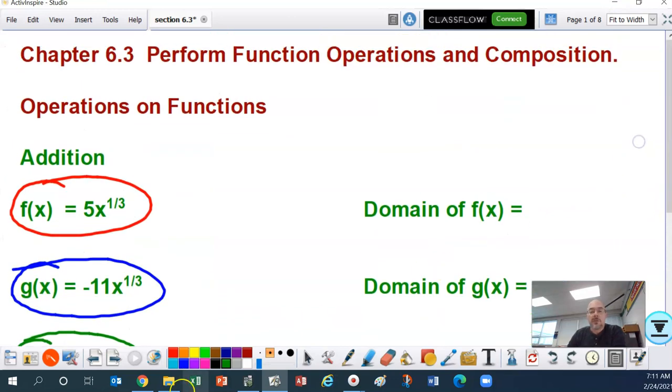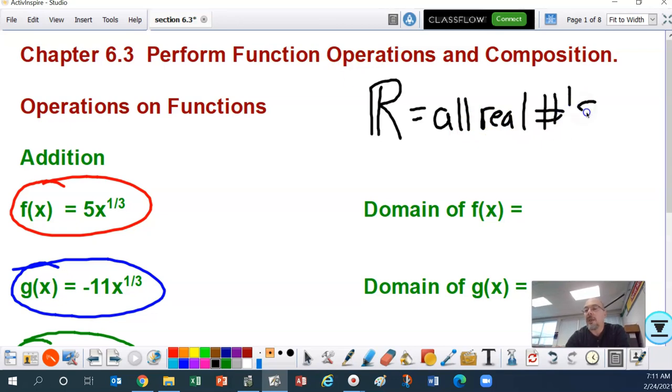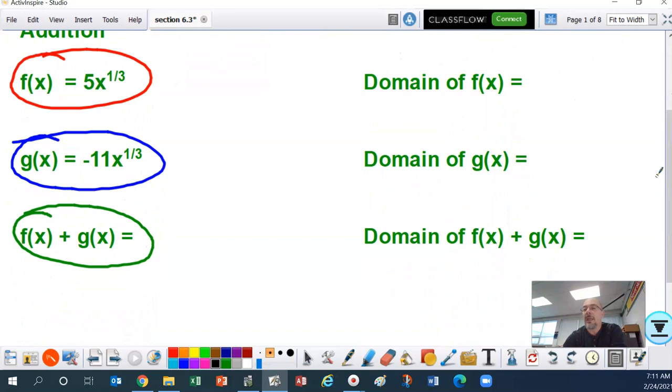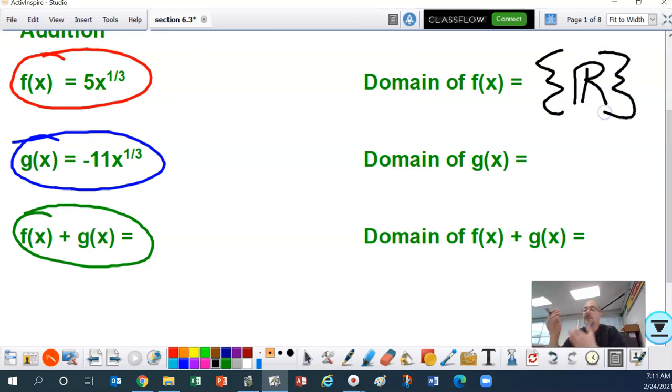Now, let me do this really quick, ladies and gentlemen. I'm going to use a capital R with a double vertical line to represent all real numbers. If you don't have me as a teacher, you may want to ask your teacher how they want you to symbolize all real numbers. This is how I like to have students symbolize all real numbers. So in this first one, the domain, I'm going to use brackets, is all real numbers. That means all of the x values, every single number works.